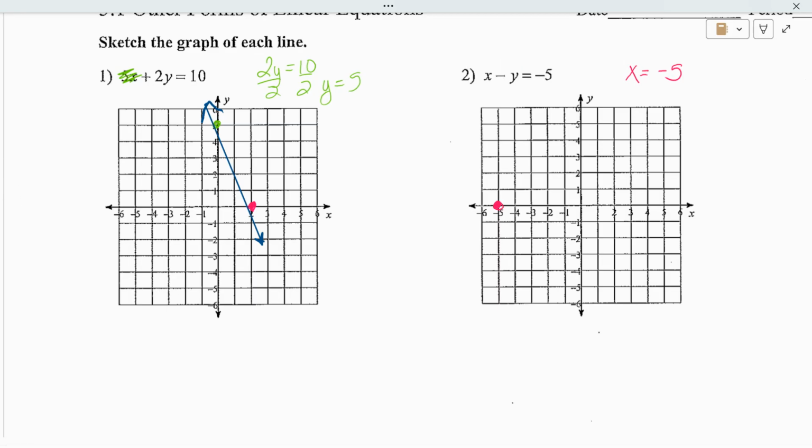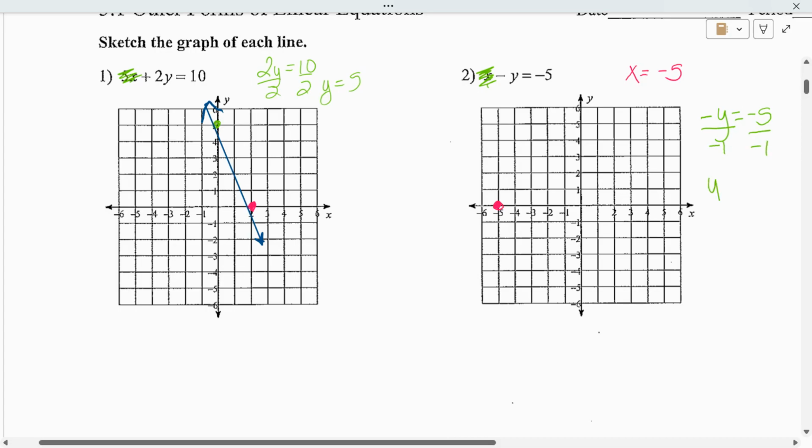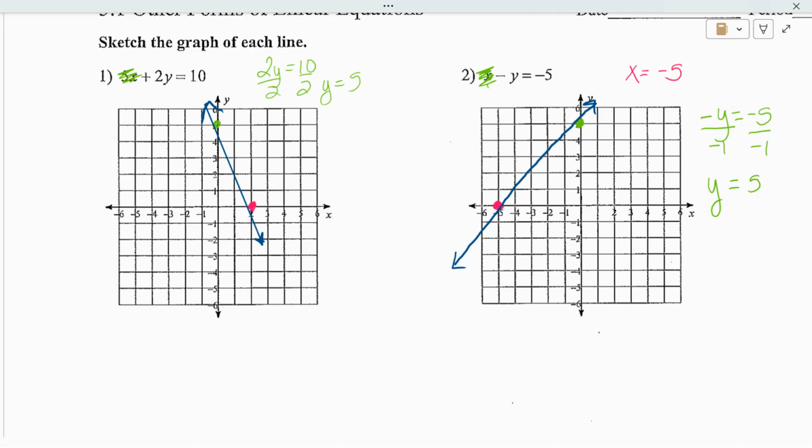Now I'm going to use the cover-up method and cover up the x term. That gives me the equation negative y equals negative 5. Divide both sides by negative 1, or multiply both sides by negative 1, and I find out that y equals 5. That's this point right here. Connect them with a beautifully straight line. Ta-da. How do we feel about that? Good. Okay.